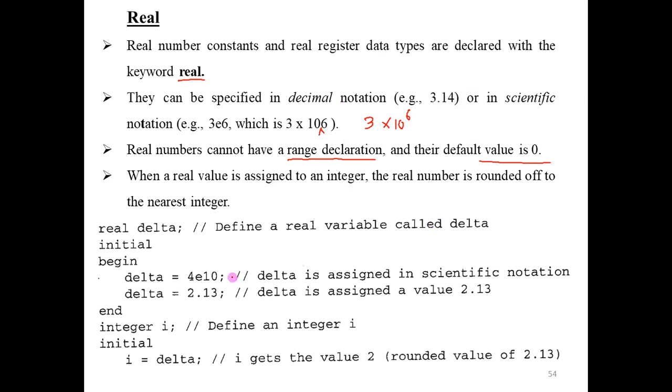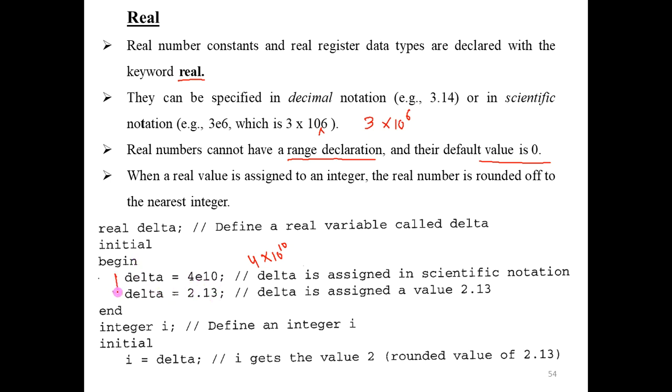Here's an example. real delta. So delta is a variable of type real. initial begin end. Two things I'm initializing. Delta initially I initialized as 4e10. It's nothing but 4 into 10 raised to 10. A big number, almost 40 billion I can say. Then 2.13. So delta has been overwritten.